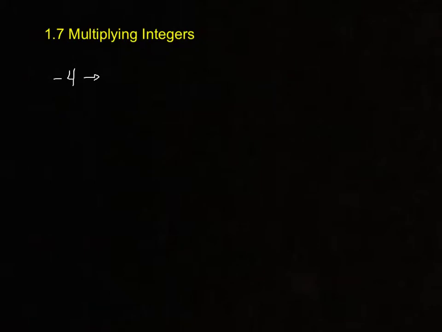Welcome to 1.7 Multiplying Integers. I wanted to start this conversation off by what this sign in front of the 4 actually means. This will help us to understand why, when we're multiplying integers or any rational number that's negative, we have the outcome or the product that we do.